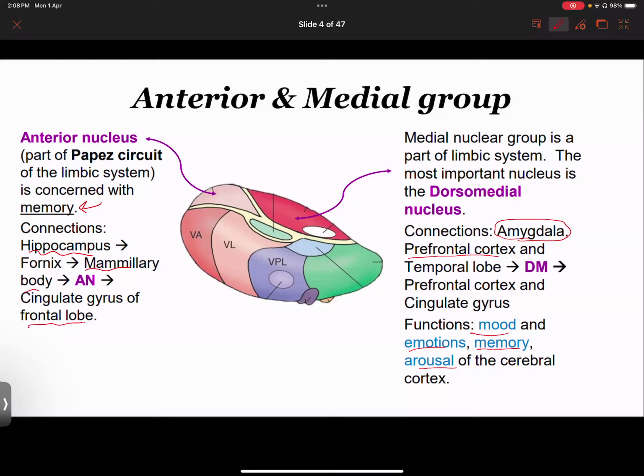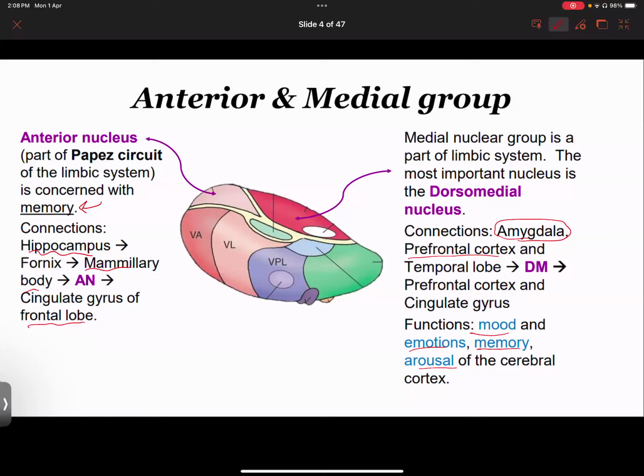And then after they relay there, and the thalamus, let's say, integrates and gives whatever order it needs, it's going to go back to the prefrontal cortex and the cingulate gyrus. Tamam? So, in short, anterior nuclei, important in memory. Because it's important in memory, it's part of the limbic system.